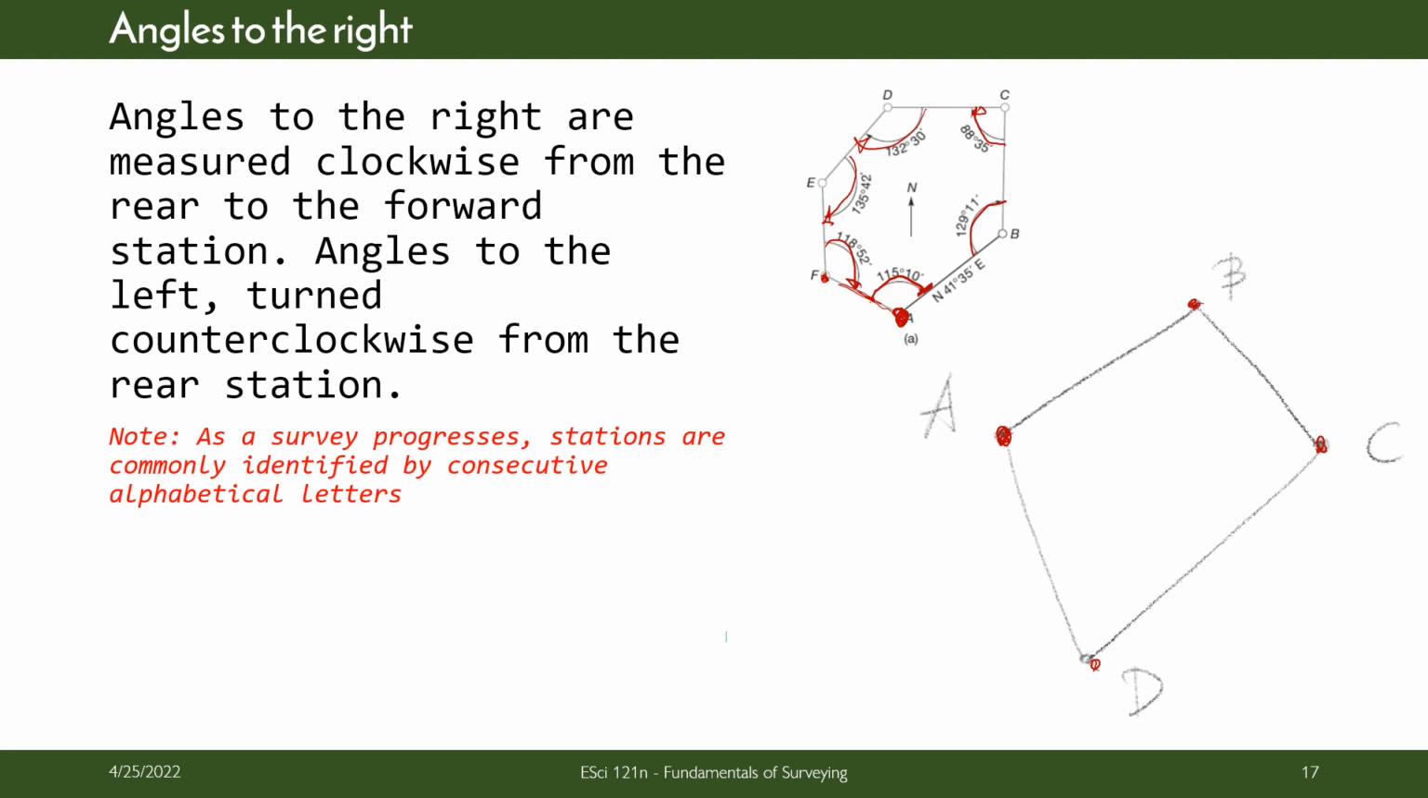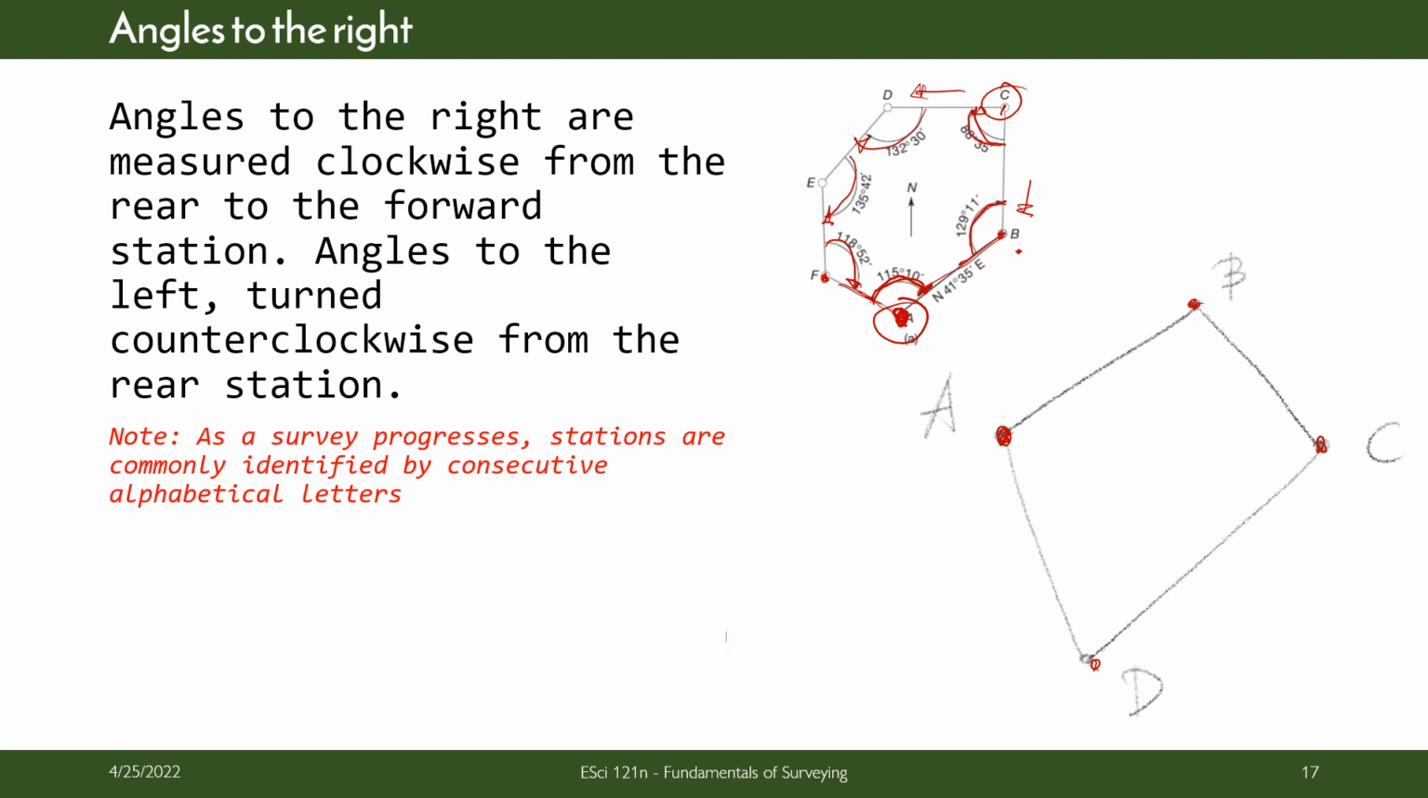At a given station, let's say point A, you read to a rear station, let's say point F, then you have your forward station point B, then you have your angle to the right. Then at point B, your rear station is now point A, and your forward station is point C. You start your measurement with line BA, then end your measurement at line BC. At point C, the same: your rear station is B and your forward station is D, and that's your interior angle, or angle to the right.